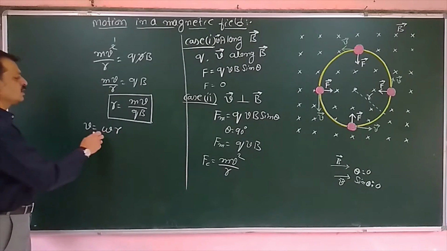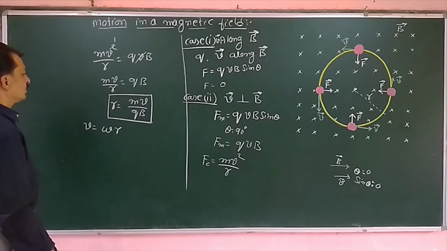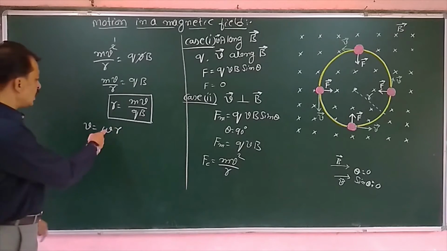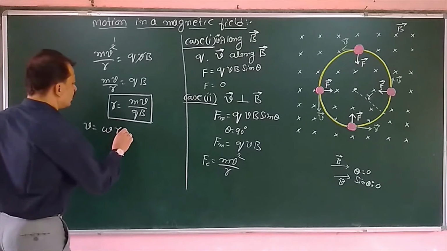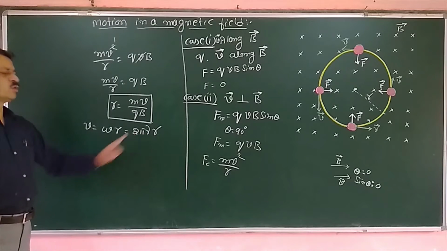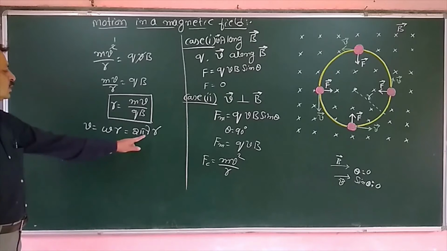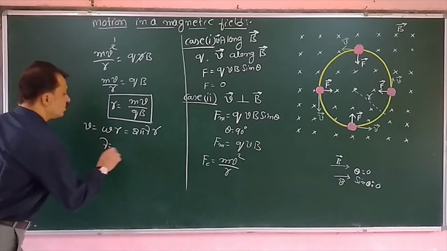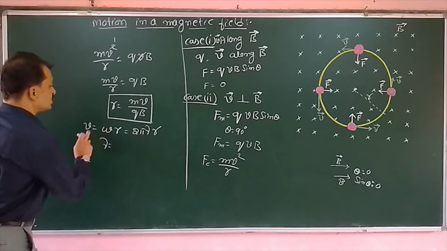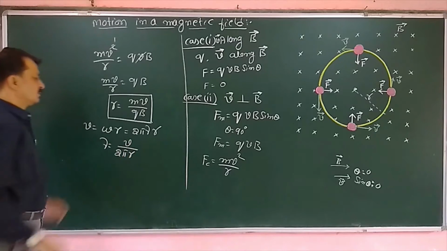V is equal to omega into R. Now substituting, V is equal to omega into R, the relation we have, that is equal to 2 pi nu into R, where nu is the frequency of rotation. So therefore, what is the value of nu? From these two relations we are having V divided by 2 pi R.